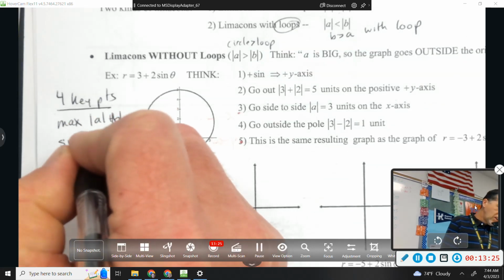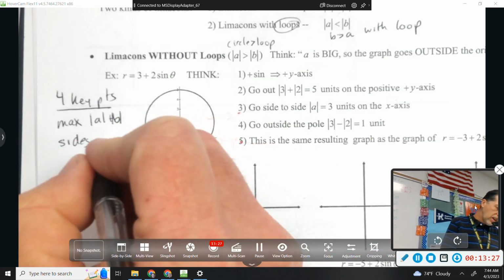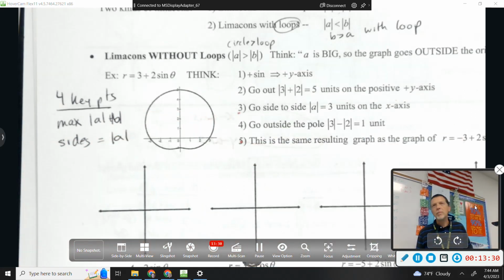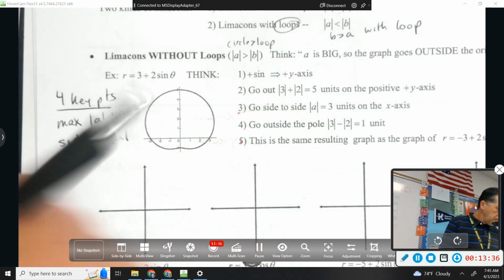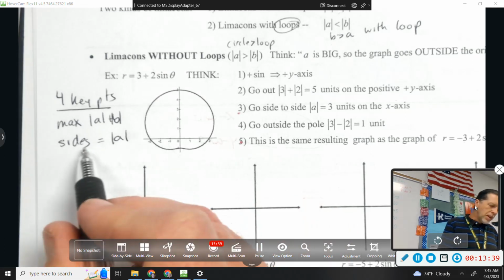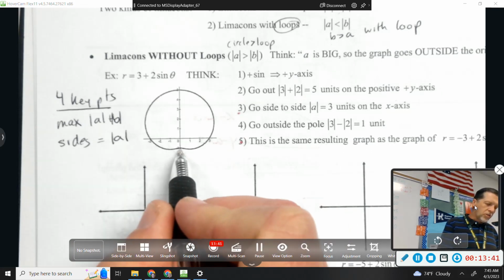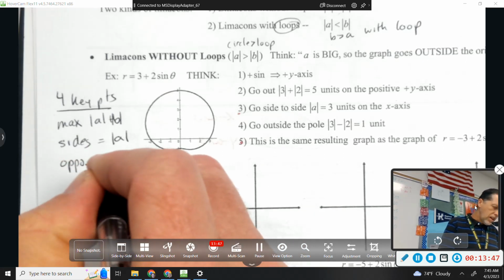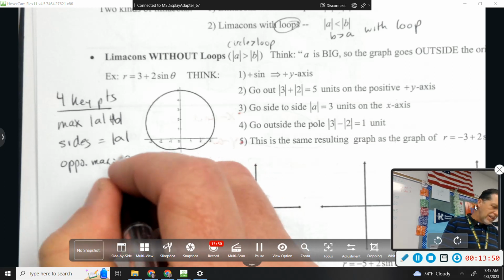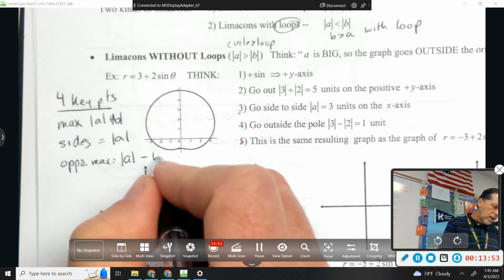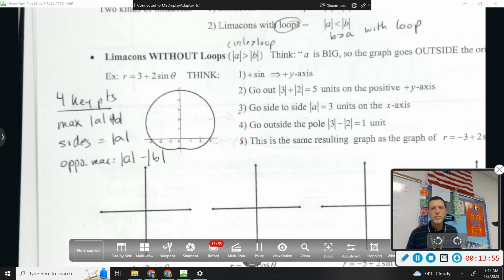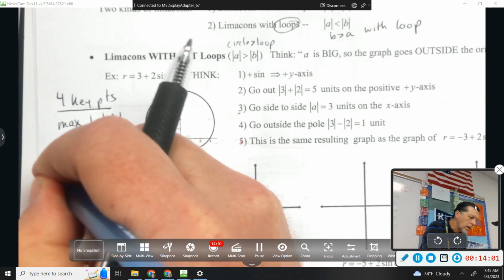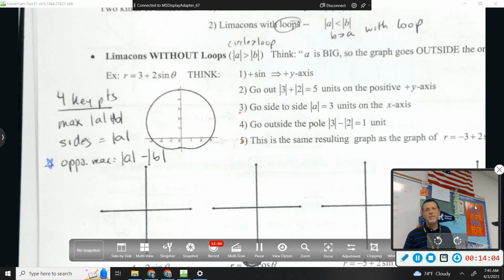The sides are still A, or absolute value of A, but actually that wouldn't really matter because forward or backwards would be on either side. And then, I don't know if you want to call it the minimum, or it does turn out to be the minimum, or the side opposite the max. Let's call it opposite of max, is A minus B. So this A minus B thing, that's the new part. The max and the sides are the same as the cardioid.